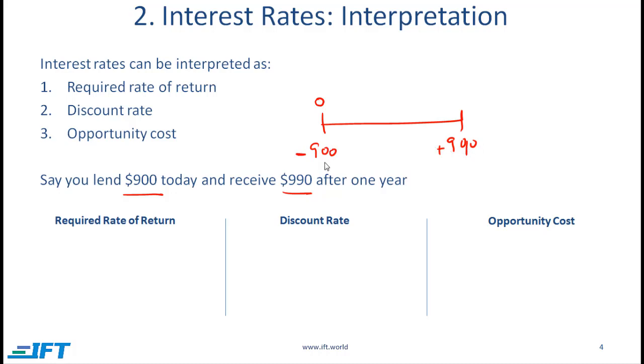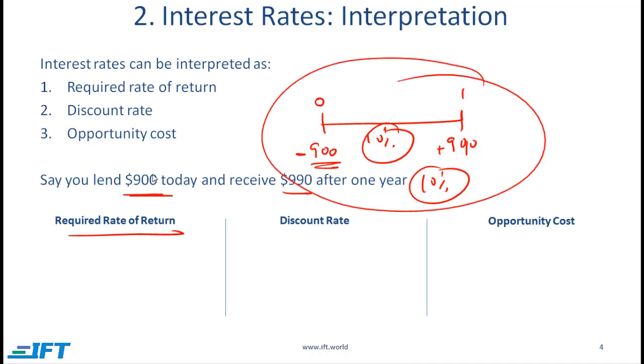The fact that you are willing to give $900 today on the condition that you get 990 after 1 year means that to engage in this transaction you are requiring a return of 10%. I'm sure you can calculate this, given that you are lending 900 today or investing 900 today and getting 990 after 1 year, that interest rate is 10%. And the required rate of return interpretation is simply saying that you require a return of 10% to engage in this overall transaction. So that is the required rate of return interpretation.